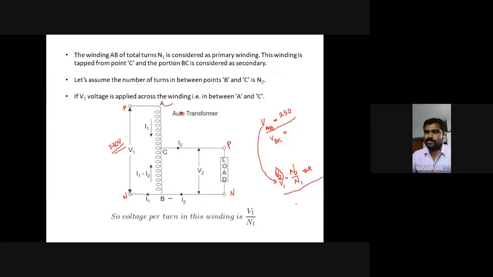Can you answer me now? So VBC could be, so I should cross multiply this here. V1 is nothing but VAB. So I'm writing that as VAB into N2 divided by N1.